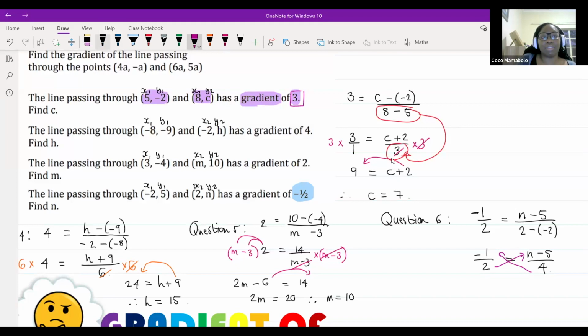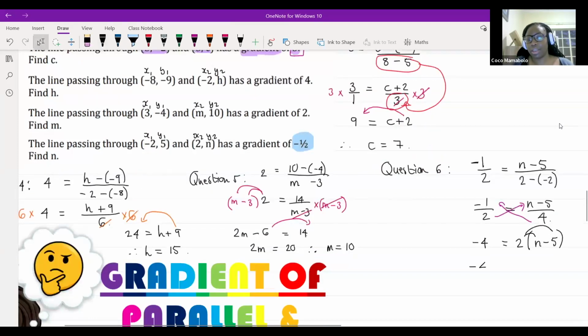So I've got 4 times -1, that'll give me -4 on this side, is equal to, then over here, I'm going to get 2 multiplied by n minus 5. And then we're just going to have to distribute. All right, so I will get -4 is equal to 2n minus 10. The -10 will go over and become +10. So I'm going to get -4 plus 10 will give me +6 is equal to 2n. Divide both sides by 2. Therefore, n is equal to 3. All right. So my answer is n is equal to 3.